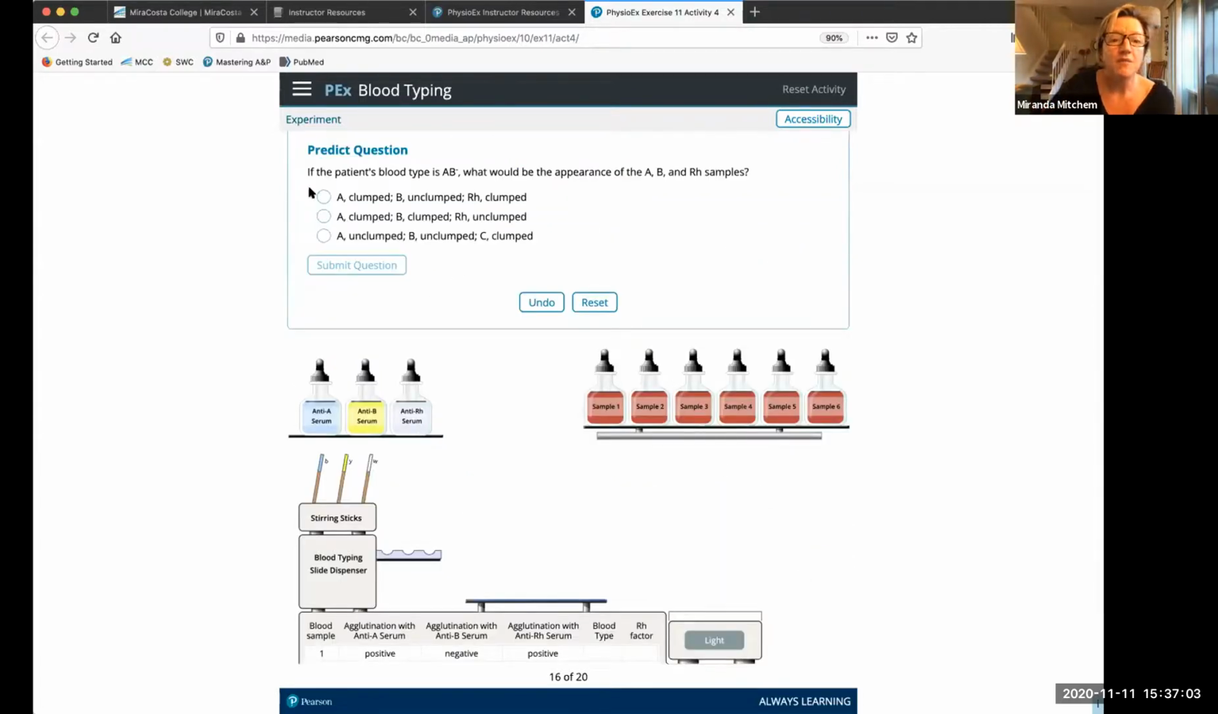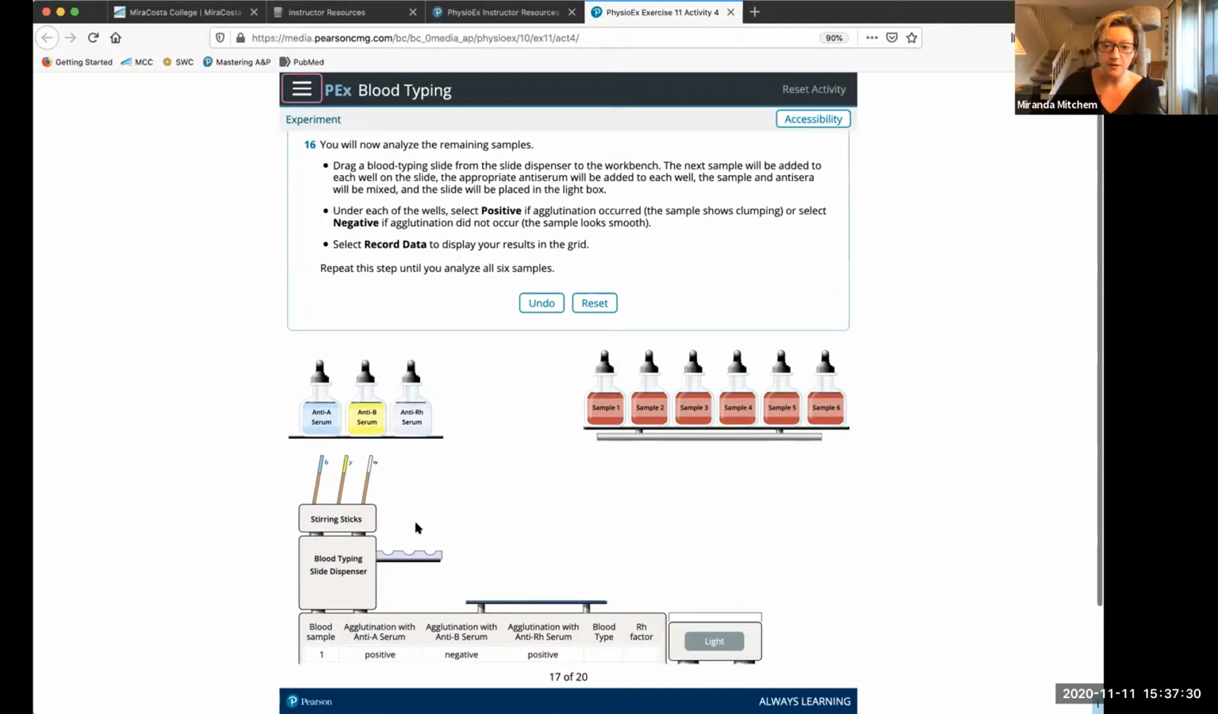Okay, if the patient's blood type is AB negative, what would be the appearance of the tray? So AB, so A would be clumped and B would be clumped. And then the negative means the RH is negative. So that part would be unclumped. So it would be A clumped, B clumped, RH unclumped.